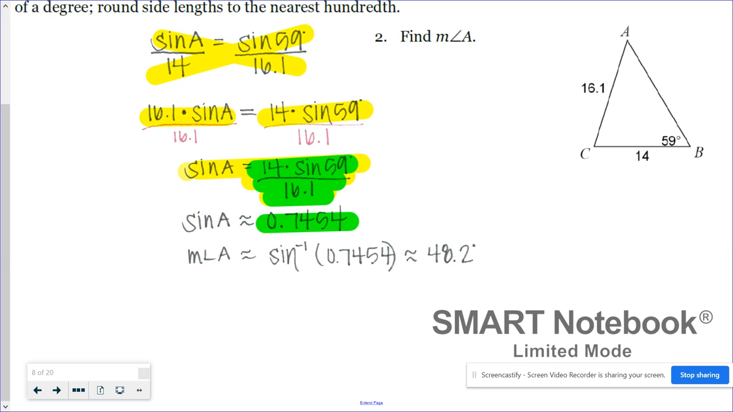Then I realized, wait a second, I don't know the angle measure. So I needed to calculate the inverse sine of that decimal, and I got 48.2 degrees as my angle measure.